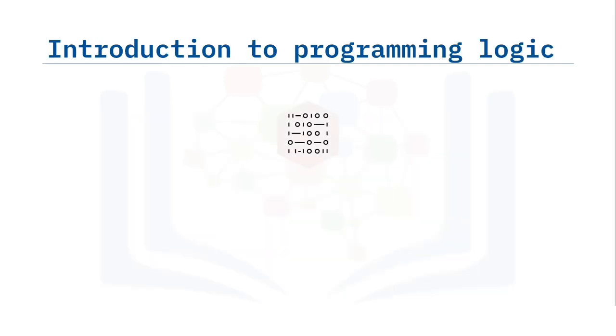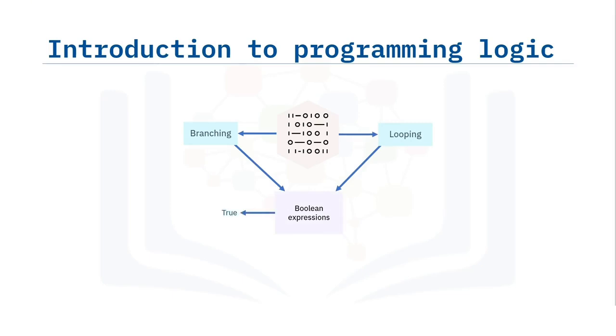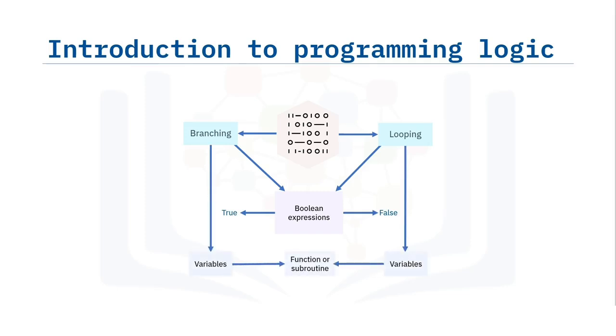There are 2 major types of programming logic, branching and looping. Both types use Boolean expressions and variables. A Boolean expression is a type of programming statement with only 2 values, either true or false. And variables have assigned values that are passed into a function or subroutine within a more extensive program.